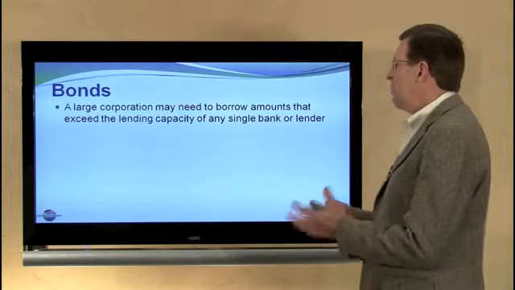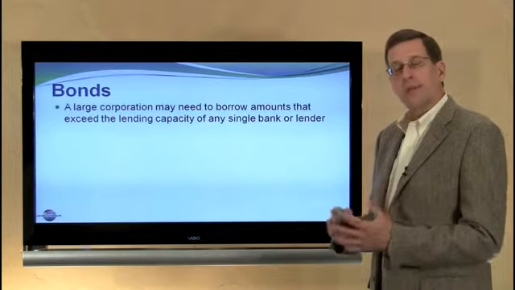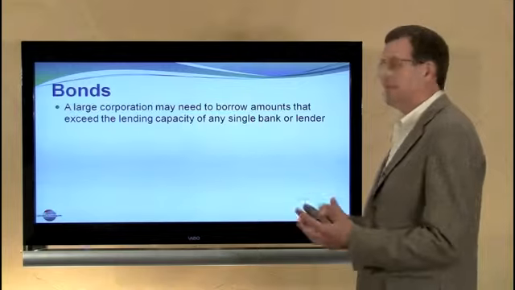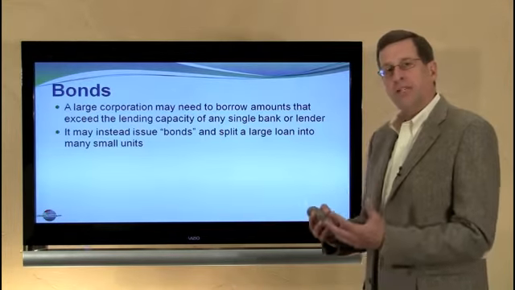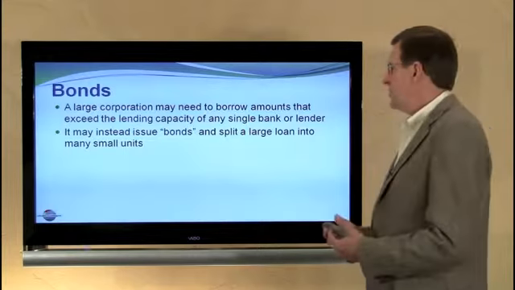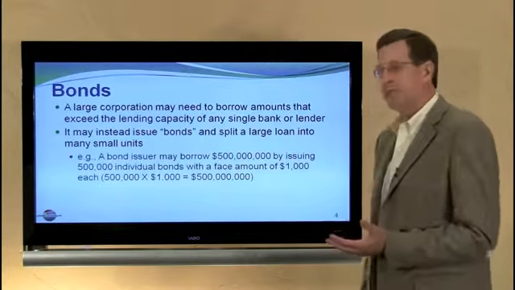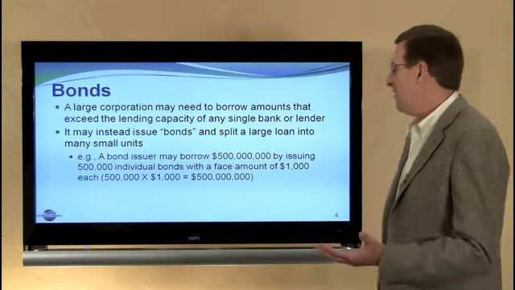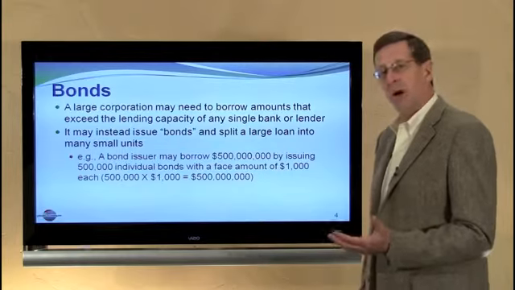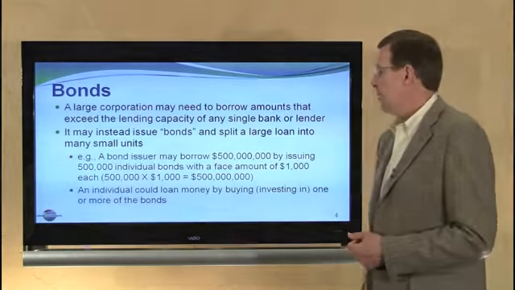A bond enables a large corporation to borrow amounts from lenders where maybe a single lender is not large enough or has the capacity to make the loan. Instead, the company issues bonds enabling many different individual investors to buy bonds, or in essence loan money to the company, through small units. For example, a bond issuer may borrow $500 million by issuing 500,000 individual $1,000 face amount bonds to raise the full $500 million amount.